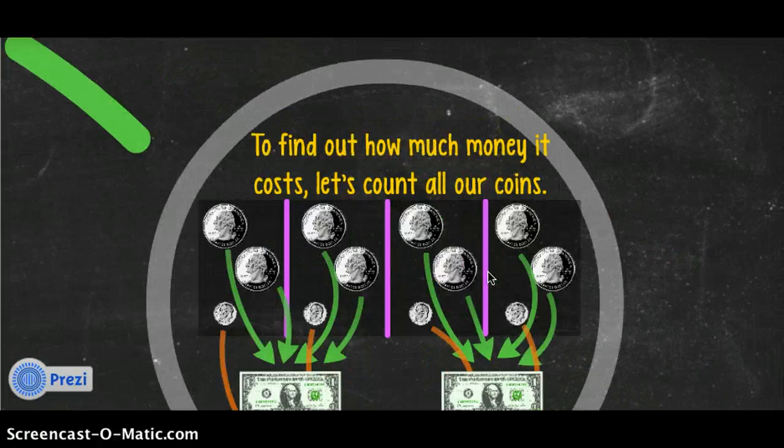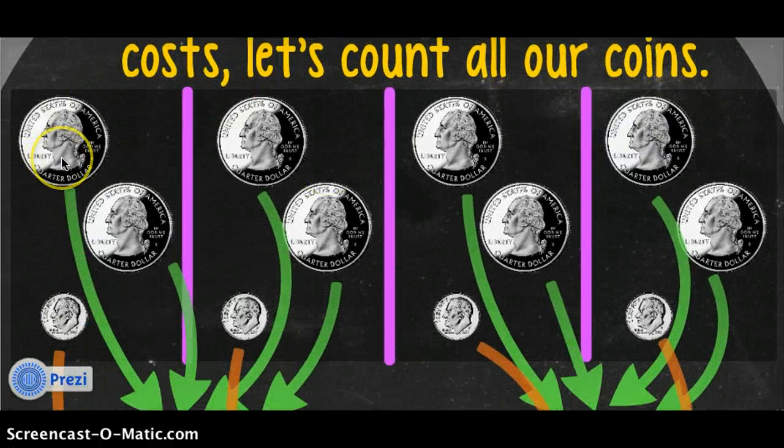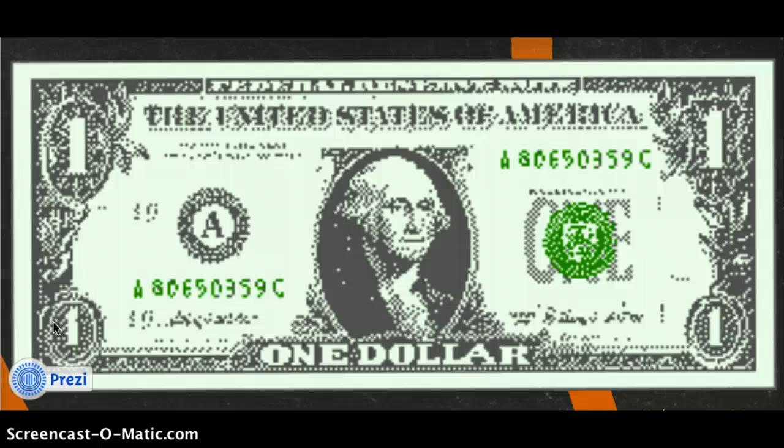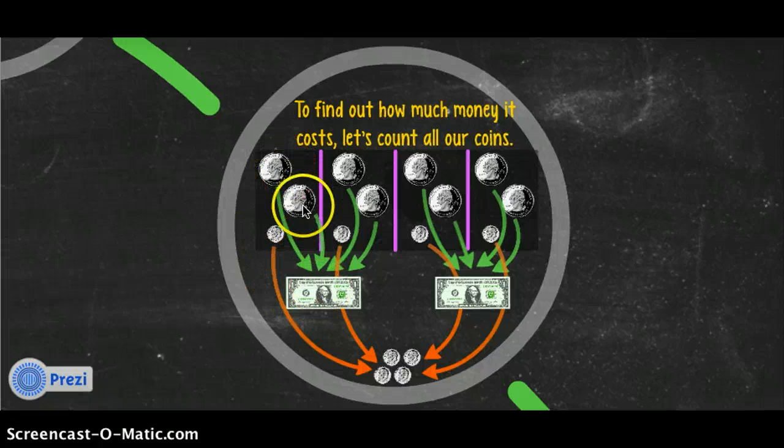So to find out how much money it costs, we'll start by counting our coins. So each group again has 60 cents, 25, 50, 60. So let's drag our quarters down to see how many dollars we can make first. So we have 1 quarter, 25, 2 quarters, 50, 3 quarters, 75 cents, and then finally our last 4th quarter brings us to $1.